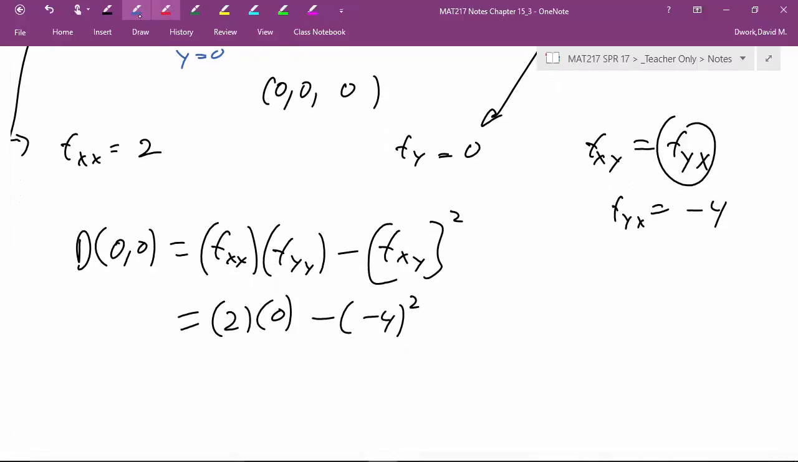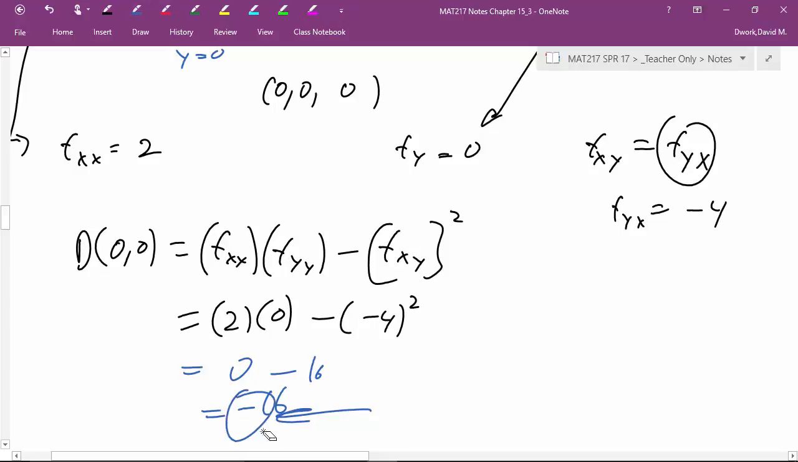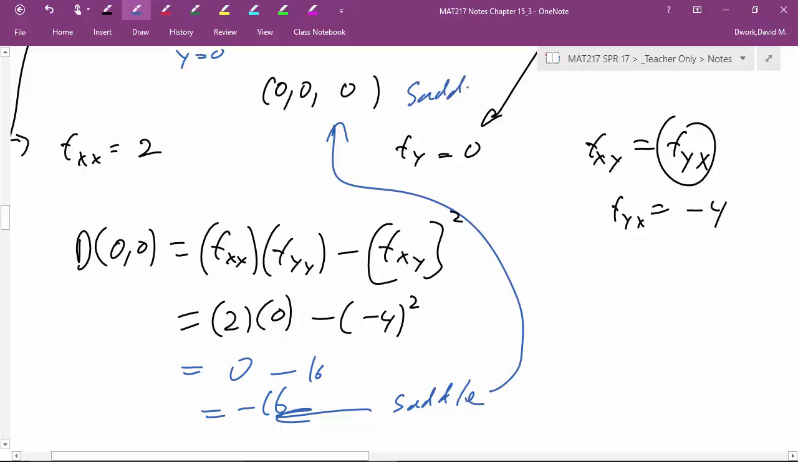And what does that mean? Well, 2 times 0 is 0, minus negative 4 squared is 16, so it's minus 16, so it's negative 16. So what does this mean? Since I have a negative answer, what does that mean? This is a saddle point. So, this is a saddle.